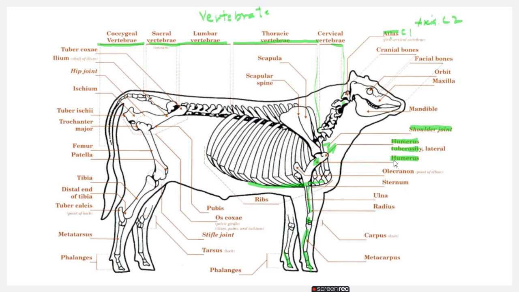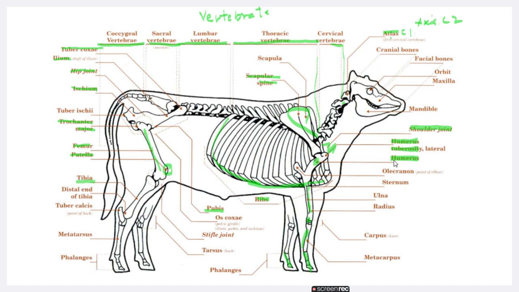Moving forward, this is the scapula. The scapula is a flat bone, with the spinous processes. These are the ribs, and then we have the tuber coxae. Tuber coxae contains the hip bones like ilium, ischium, and pubis. And here we have the hip joint and the trochanter major. I will be talking about what a trochanter is in the next video. And there is a femur, a long bone, and beside the femur, this small area is the patella.